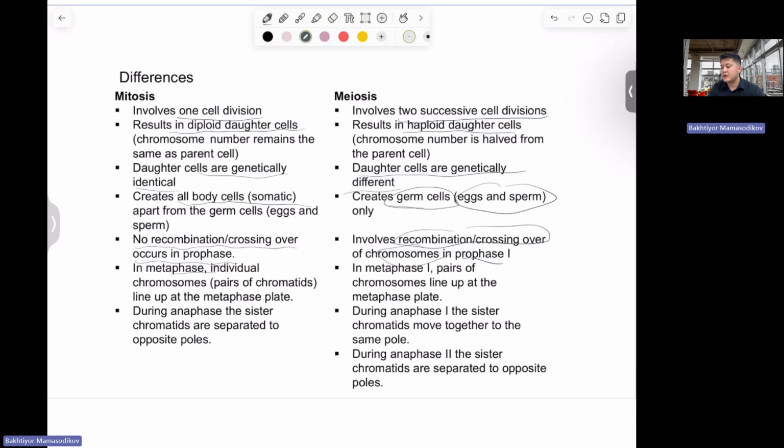In mitosis metaphase, individual chromosomes line up, but in metaphase I, what's happening? Pairs of chromosomes line up. The pairs, it's important, pairs, okay? In mitosis anaphase, sister chromatids are separated to opposite poles. During anaphase I, the sister chromatids move together to the same pole. Sister chromatids are still attached at the centromeres. But during anaphase II, sister chromatids are separated to the poles, okay?